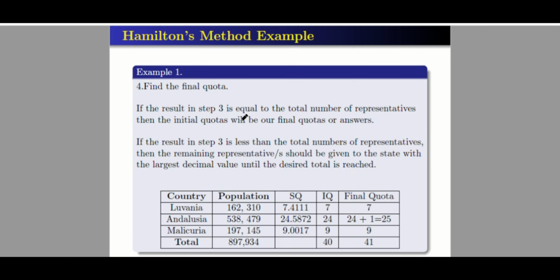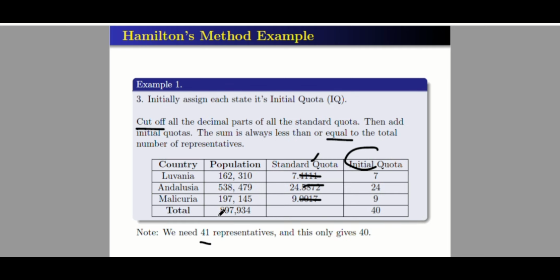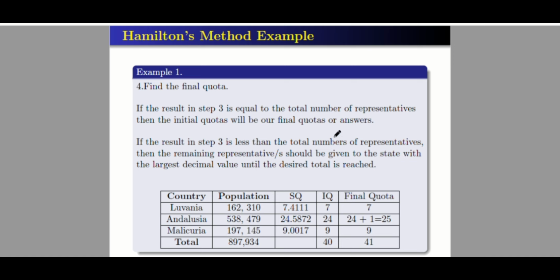Now, if the result in step 3 is less than the total number of representatives, then the remaining representatives, which is only one because we have 40, so we have one representative left to be distributed. It should be given to the state with the largest decimal value. Take note, largest decimal value. So let's compare. This is our initial quota. Of course, the total is 40.